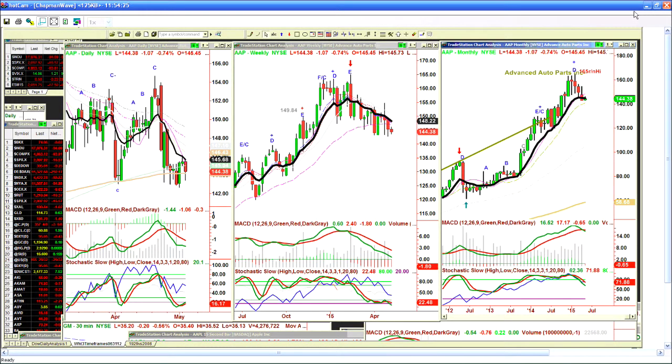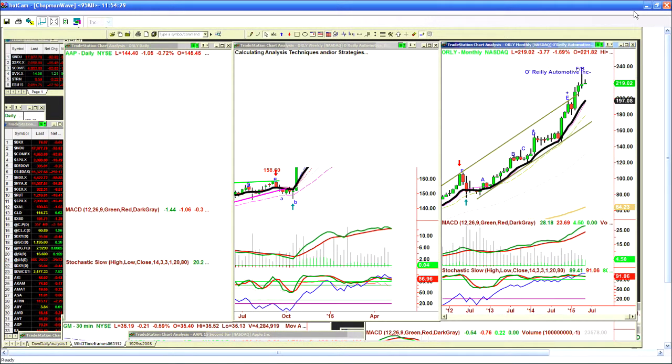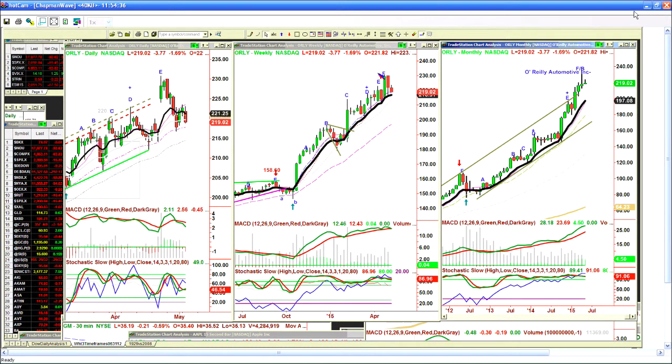Let me look at O'Reilly and its spectacular earnings. At one point it spiked higher. Yep, there's that gap. Remember, that was that Friday, or I think it was a Friday, gap to the upside, peak E, maybe a peak F in the weekly. O'Reilly Automotive, wow, you've got to be careful.